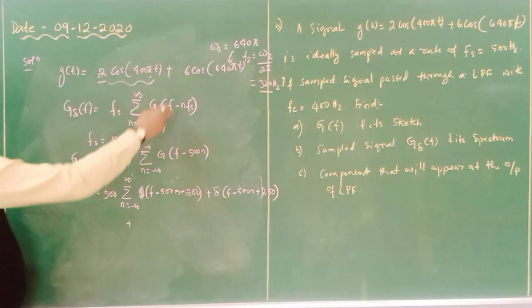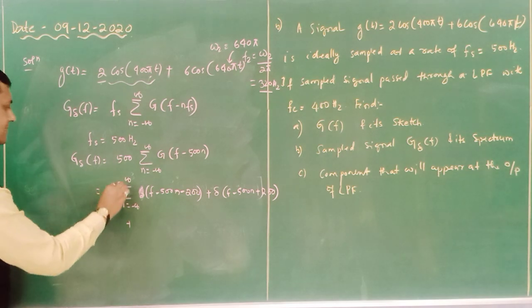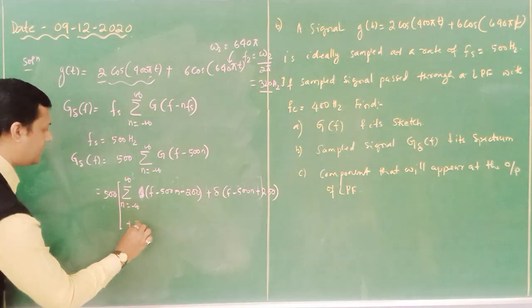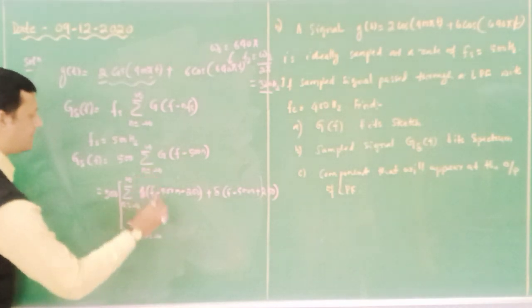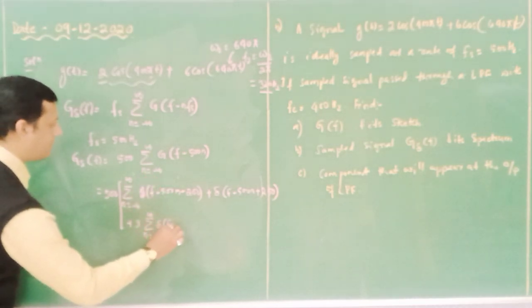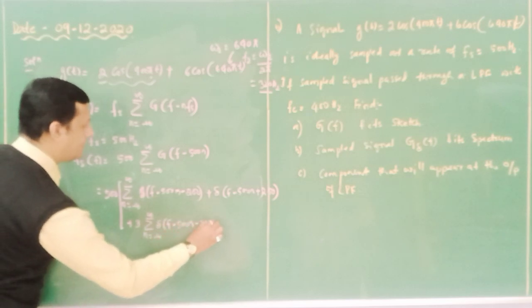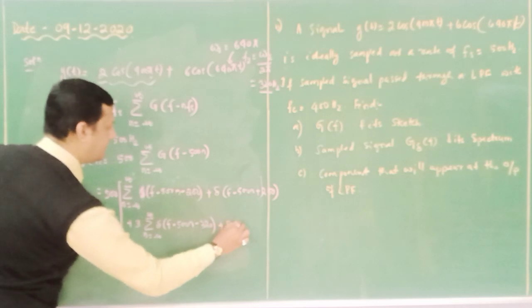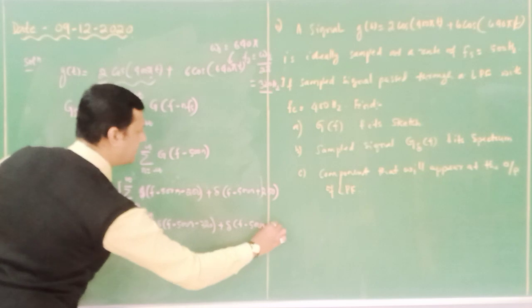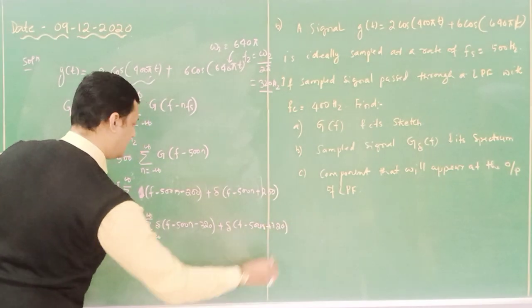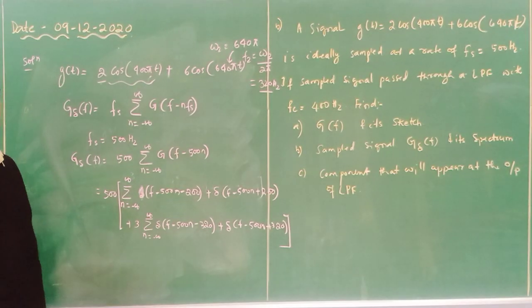Similarly, the second component is 3. 3 into 500 is how much? Or you take this 500 as common. So here it is 3, summation n equals minus infinity to infinity del of f minus 500n minus 320 plus del of f minus 500n plus 320. Done. So this is my spectrum for the sampled signal.